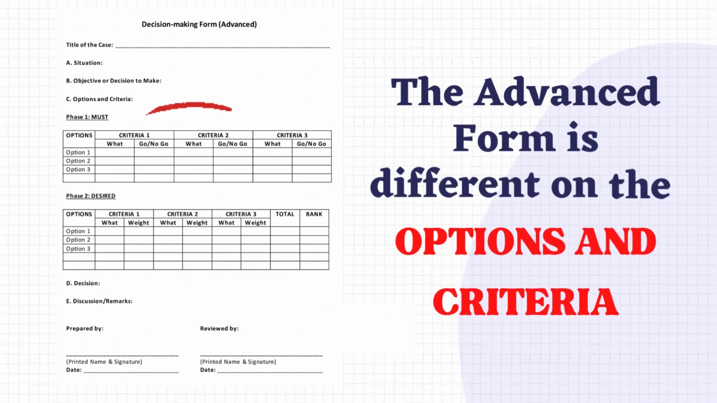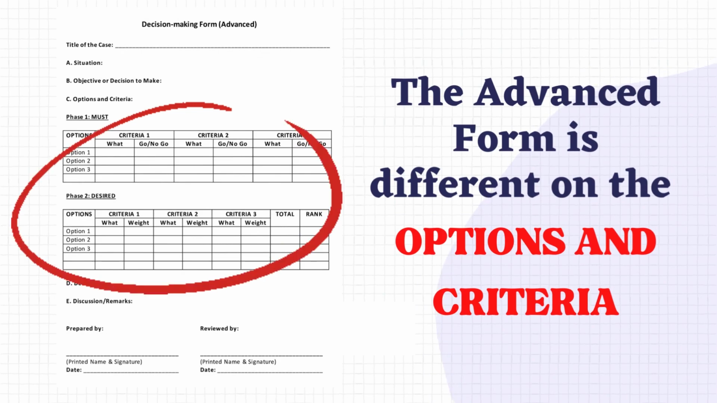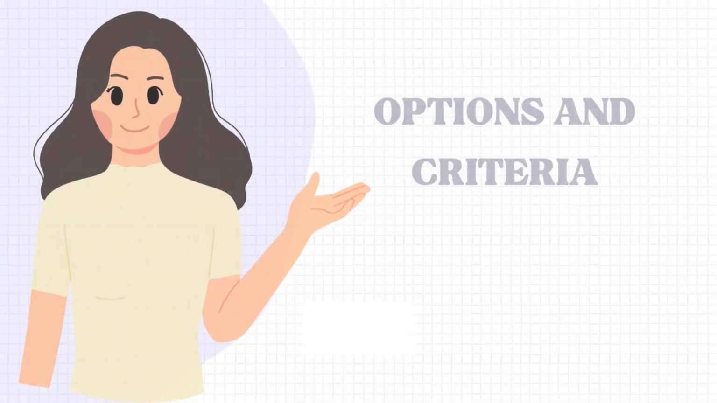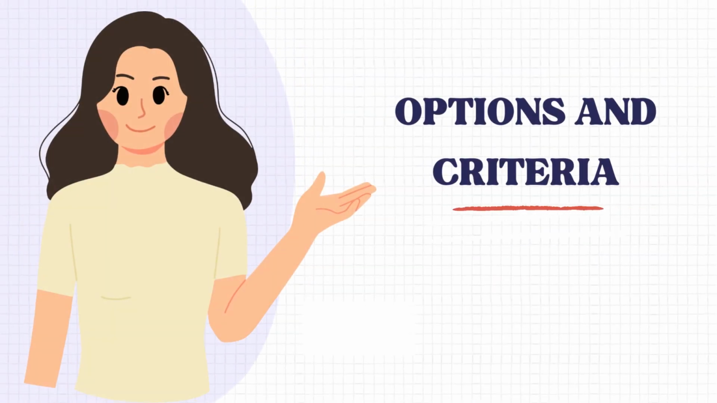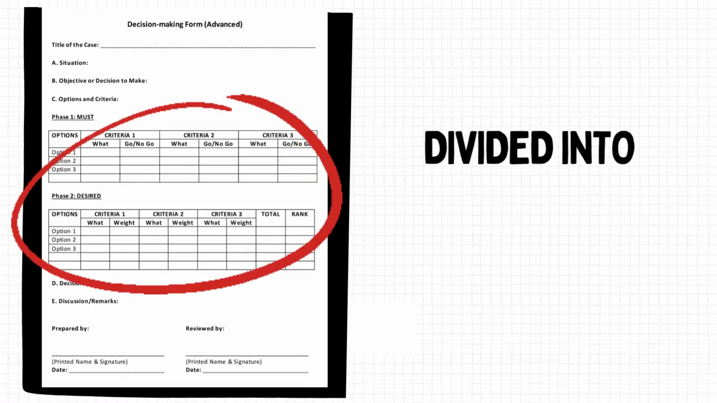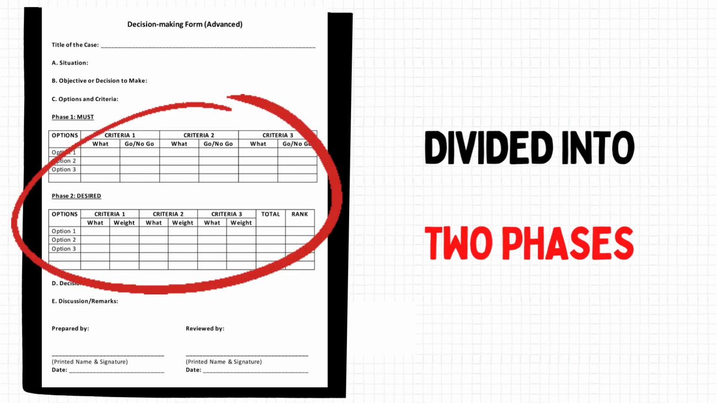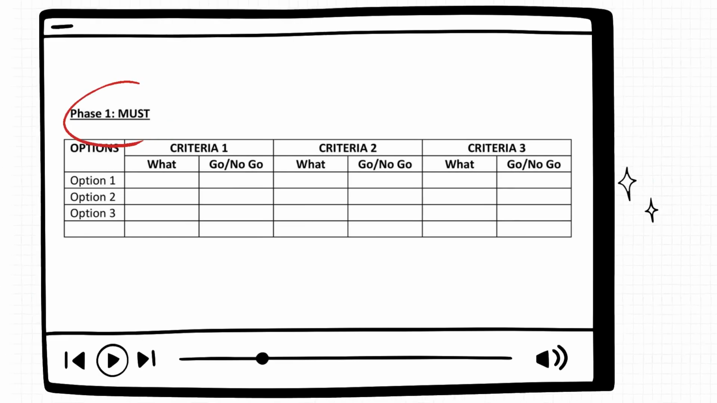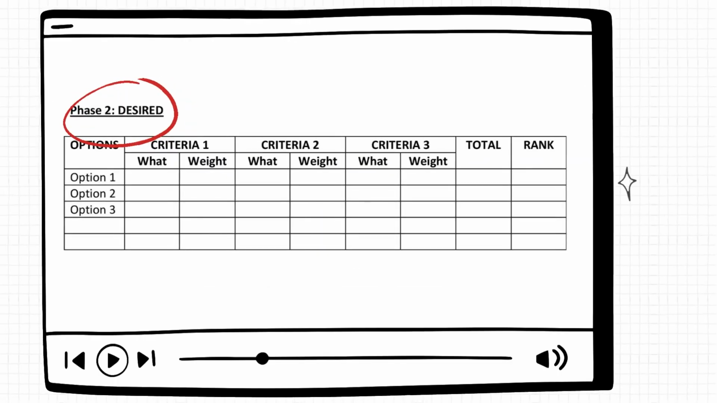The advanced form is different from the simplified form on the options and criteria. All the other parts are the same. So this video will focus on the options and criteria part. In the advanced form, we divide the options and criteria into two phases. Phase 1, the must criteria, and Phase 2, the desired criteria.